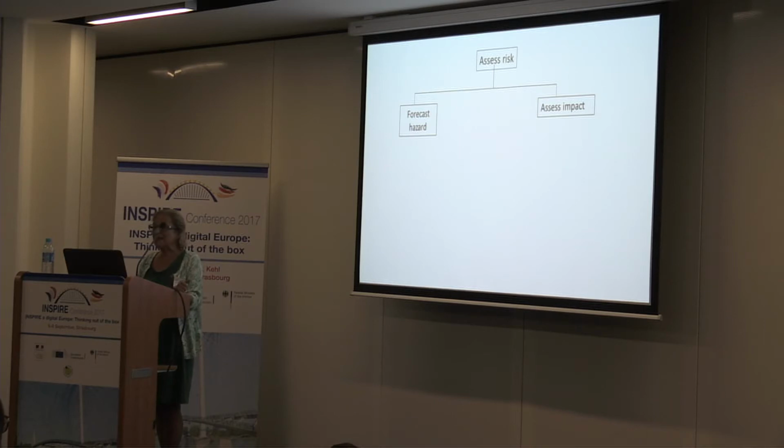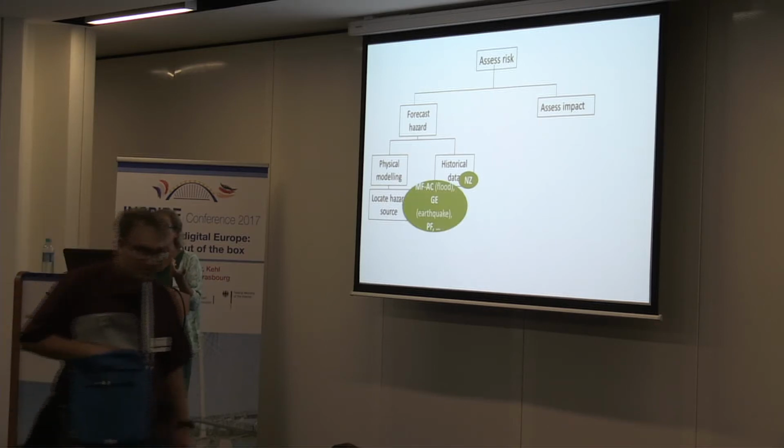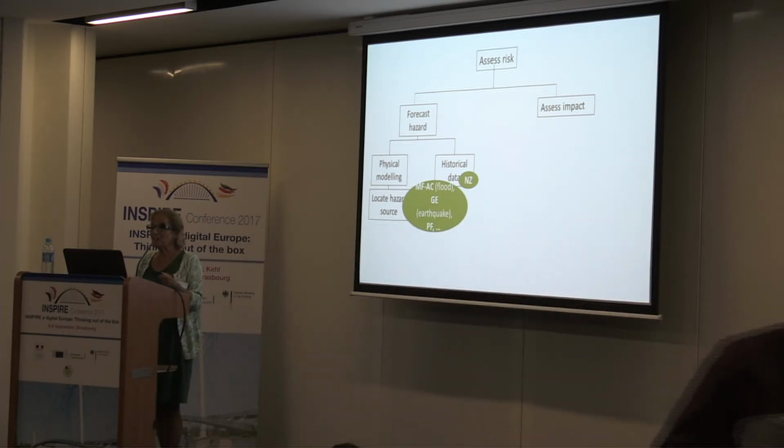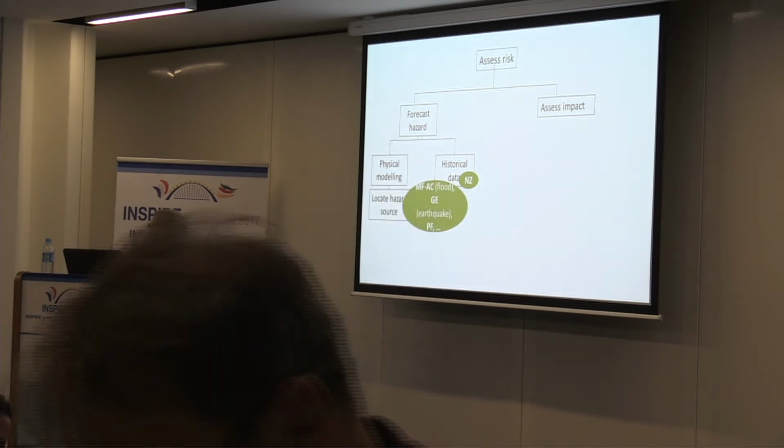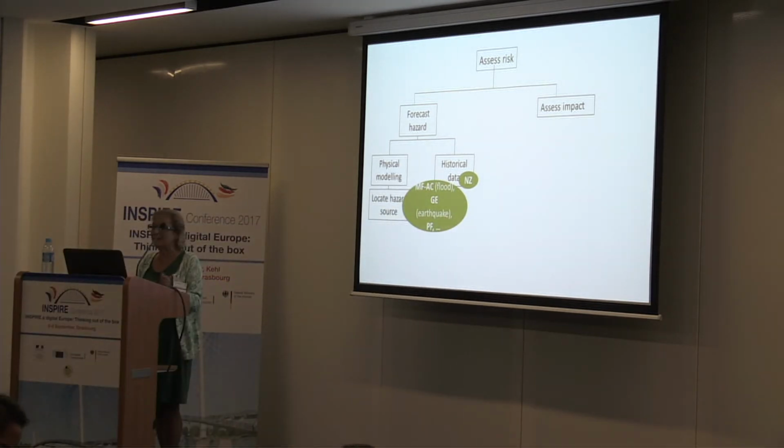You have to forecast the hazard. There are several ways to do it. You can do it using historical data. So you need, for instance, natural hazard zones. You can do also by physical modeling. For instance, locating the hazard source. It may be meteorological features, for instance, for flood. It may be geology for earthquake, for volcanoes. It may be production facilities for industrial risk.